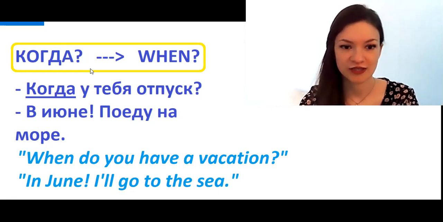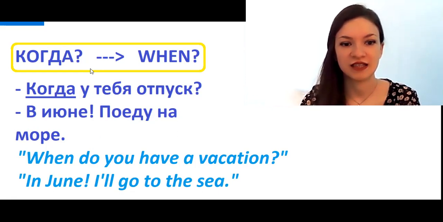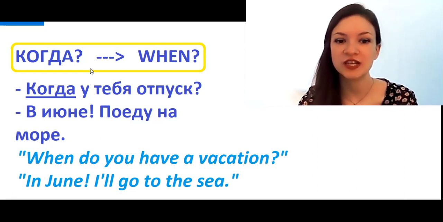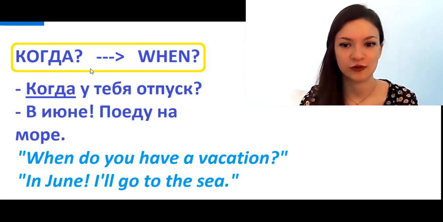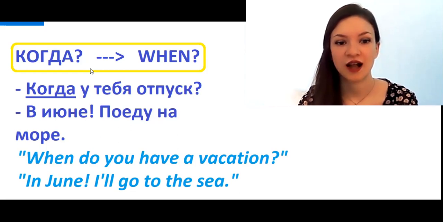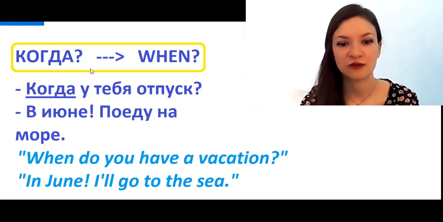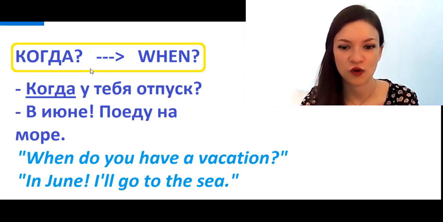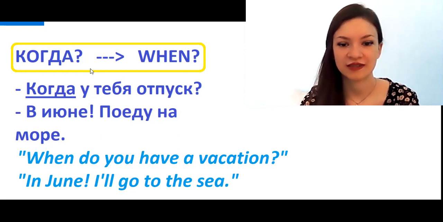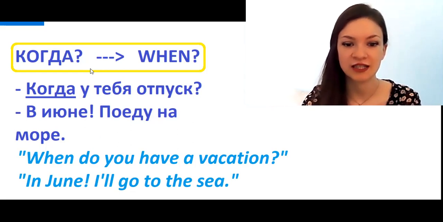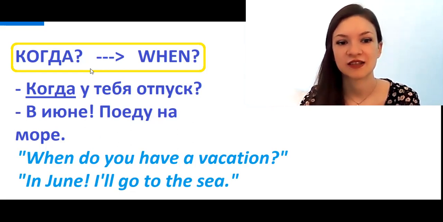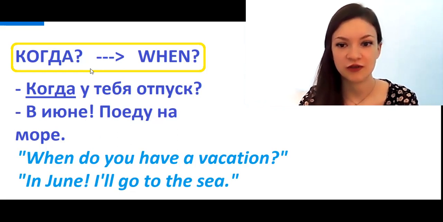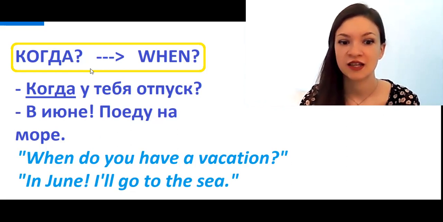So let's look at my example. Когда у тебя отпуск? В июне поеду на море. When do you have a vacation? In June. I'll go to the sea. So когда we use here, but you cannot use во сколько because we talk about the month.